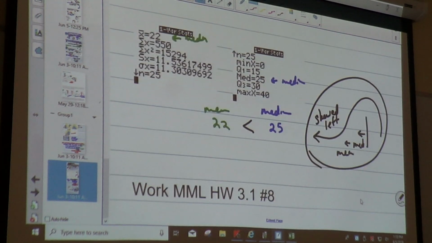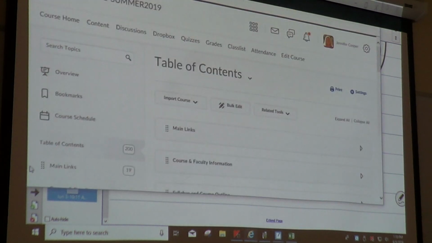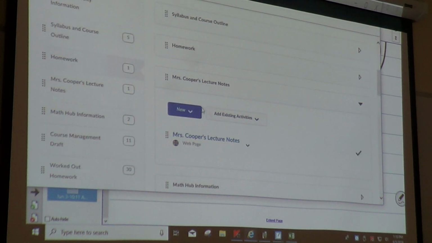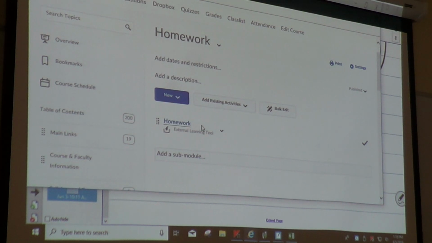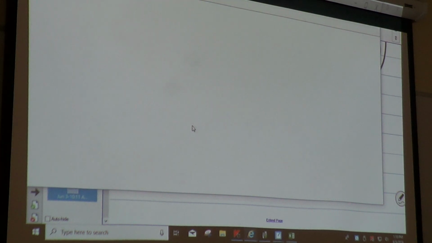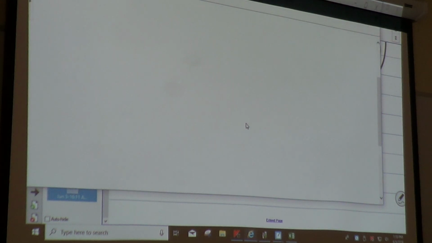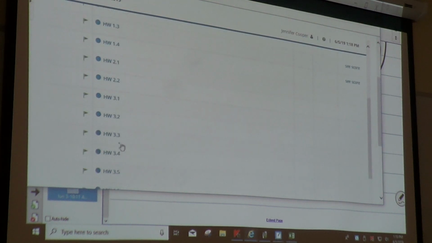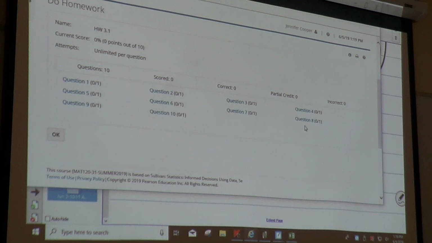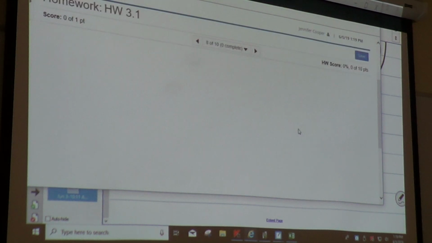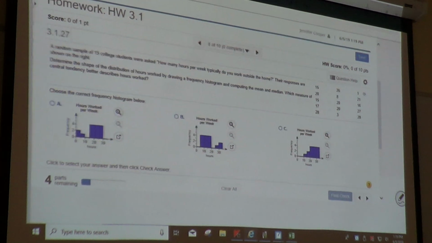All right, let's look. I've got a homework problem to look at, 3.1, number 8. Let me come out here to homework. 3.1, number 8. Let's see if I want to do one before I do this. Okay, this is a good one.